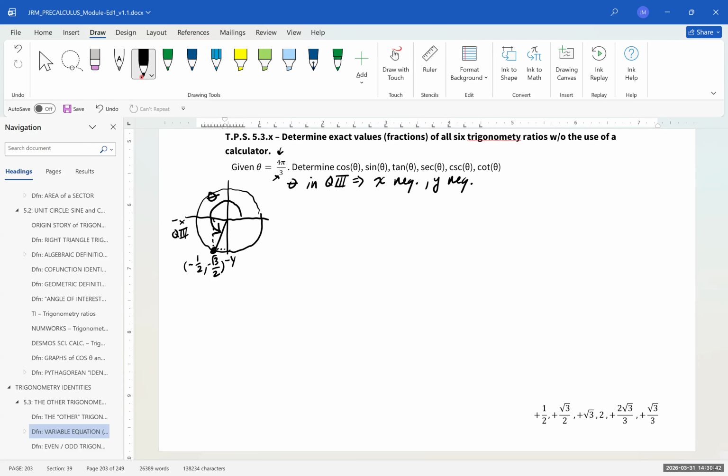All right. So let's look at cosine theta, or the cosine of 4 pi over 3. So that's asking us what is the x value at that point. It's negative 1/2.